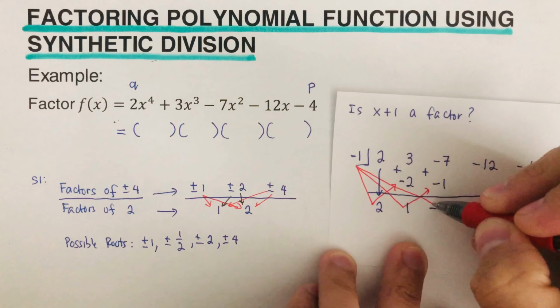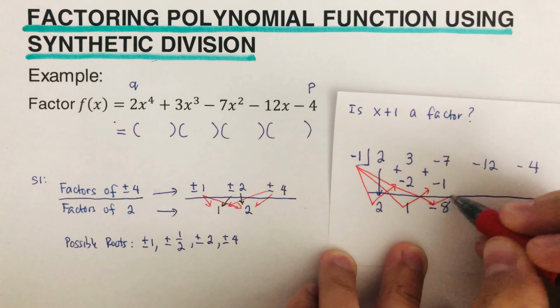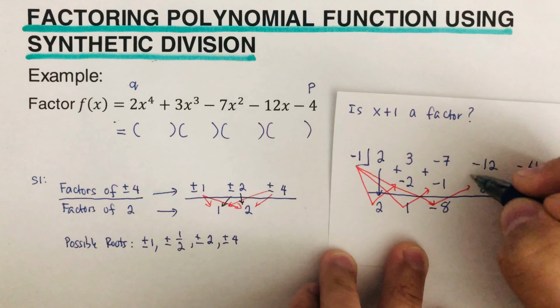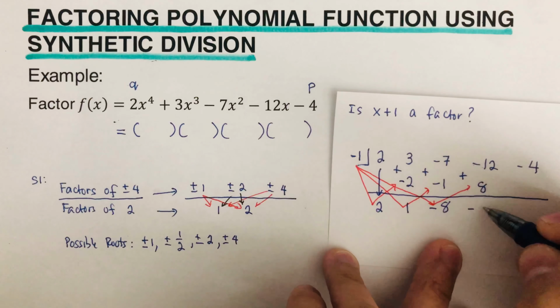-1 times -8 is a +8. And that's the one that I will write here. So this is a +8. And then we add these two together. So this would be a -4.